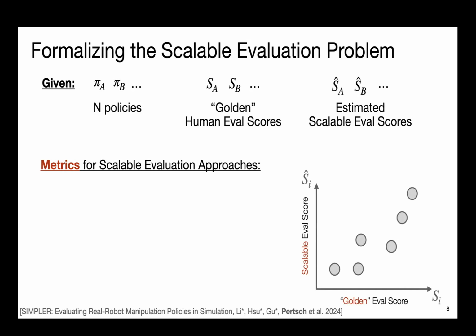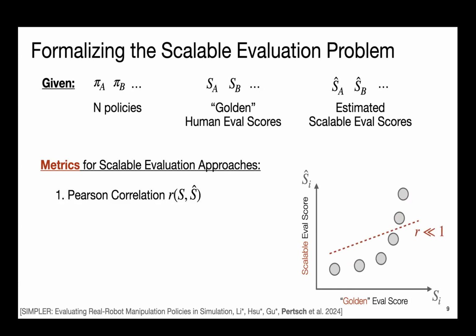And so metrics for such approaches may involve just looking at the correlation between those estimated and ground truth eval scores. So we can just look at Pearson correlation. But there are situations where correlation isn't enough. For example, we can see that there are situations where policies are correctly ranked, but not in a linear relation between ground truth and evaluated scores. But in these cases, we may still be happy, right? Like as long as we get a progress improvement signal, that may still be a quite good evaluation approach for all practical purposes.